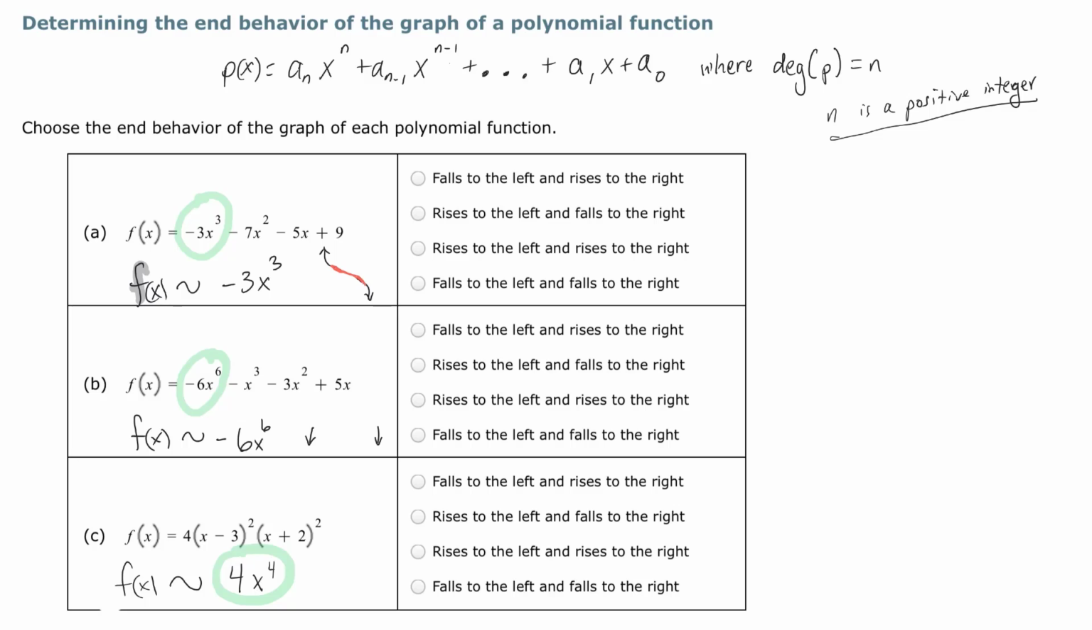Who knows what happens in the middle? I don't know. It could do some stuff. But the ends are what you're focusing on. You're just focusing on the end behavior. And the last one here, if I just draw the ends, both of them are going up, because you should know how to graph f of x equals x to the 4th as well, or g of x equals x to the 4th. So really focus on the ends.